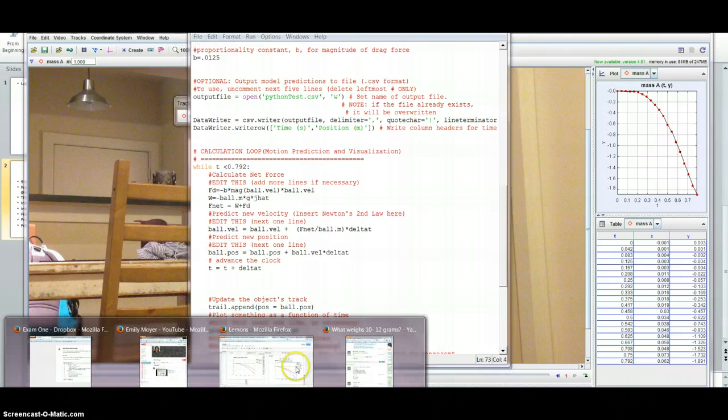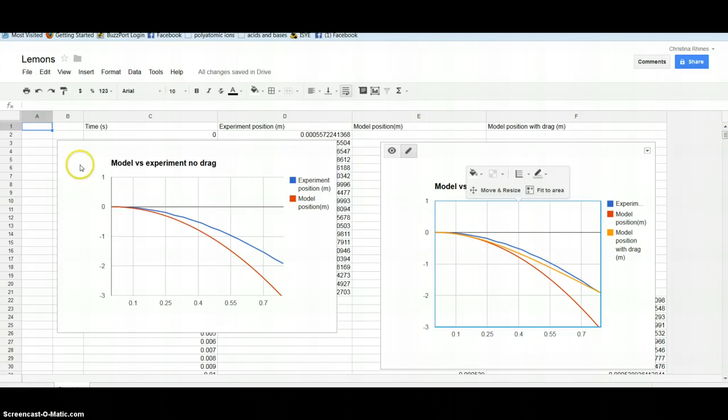I uploaded that data into a Google Drive. It is as shown in the experiment on the left. The experiment position that I modeled is the blue line, and the model from the Python is the red line. The red line is showing that the lemon should have traveled farther than it did in the time that it traveled. This is explained when we add the drag to the model.